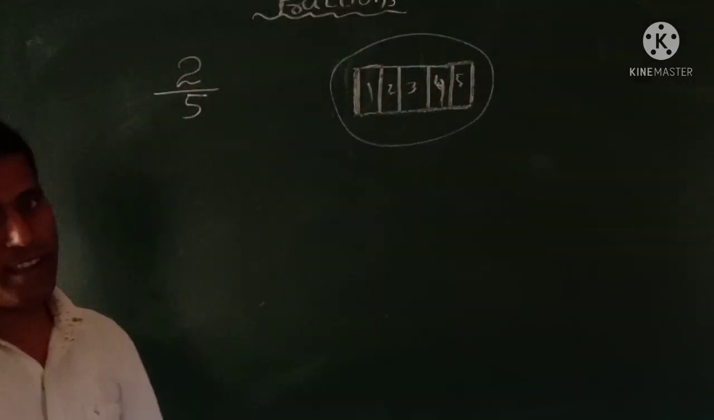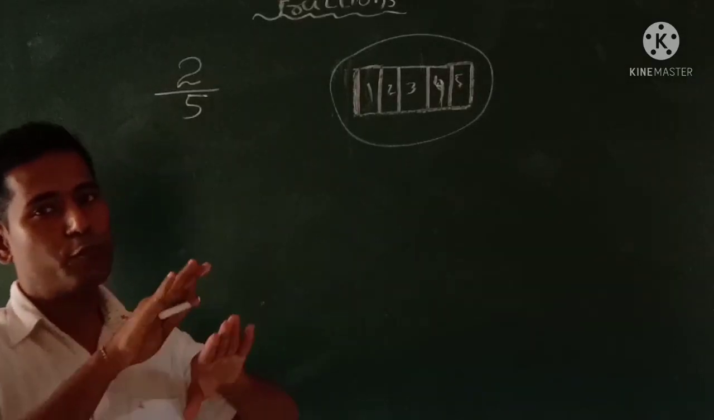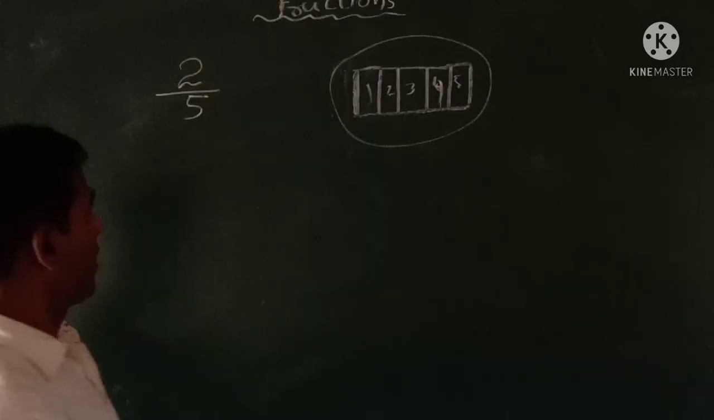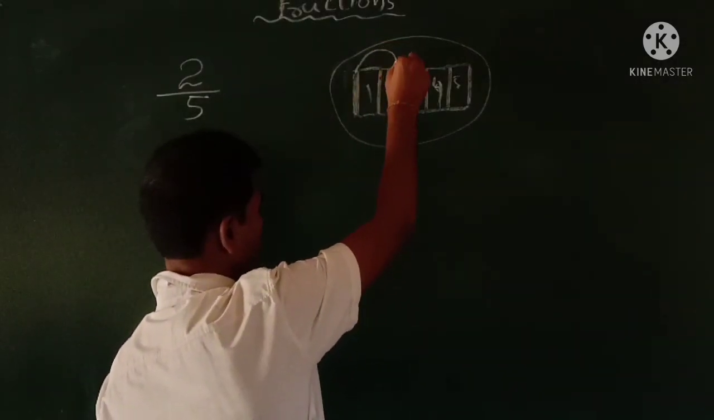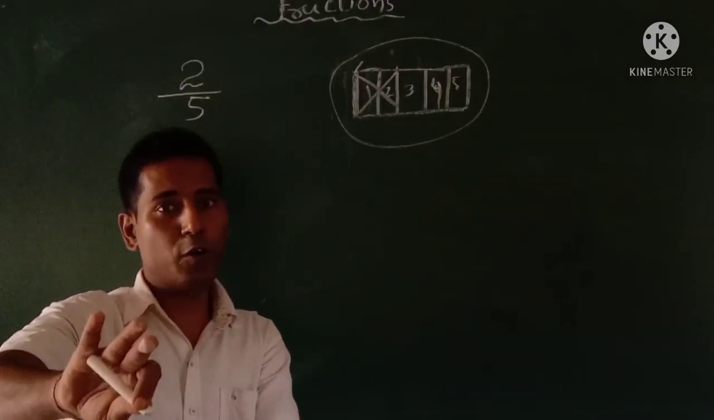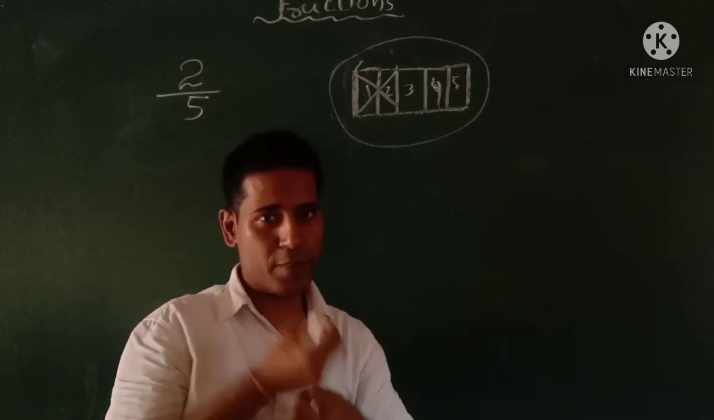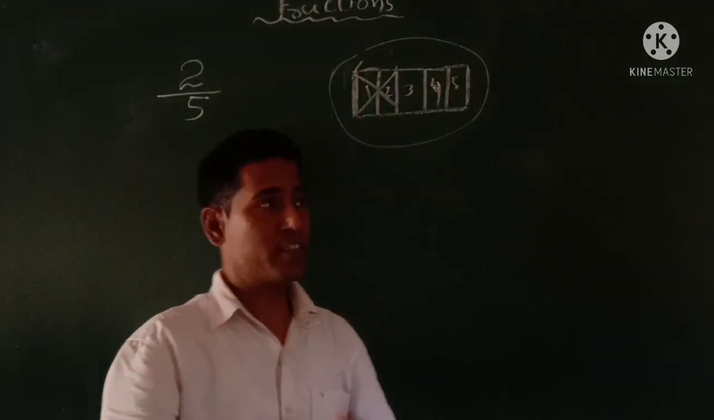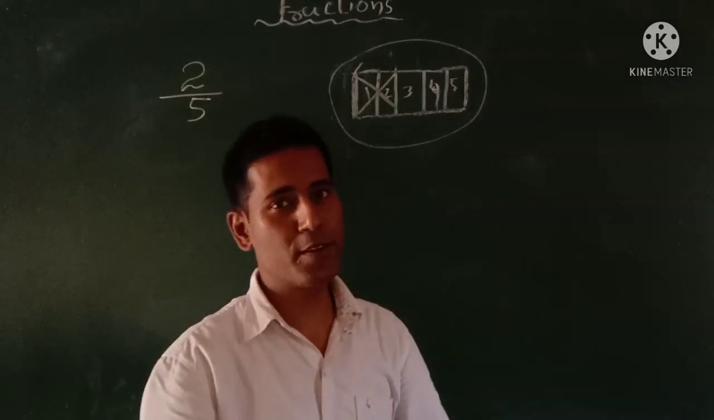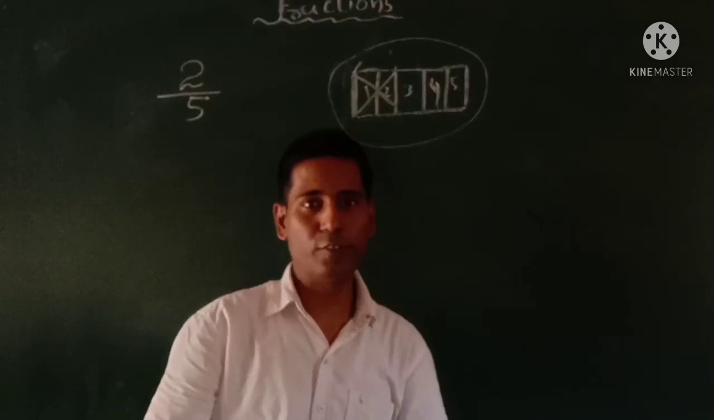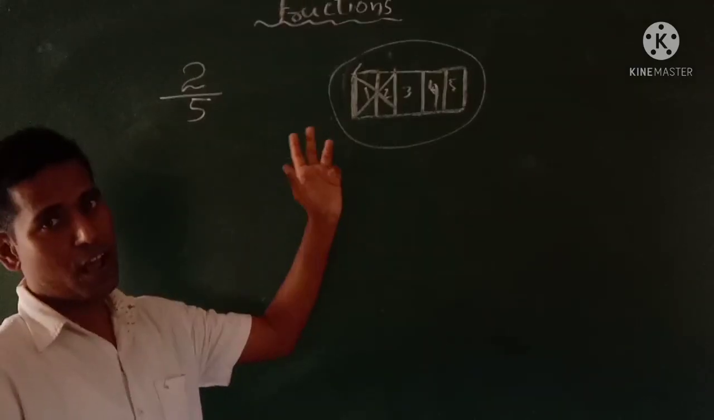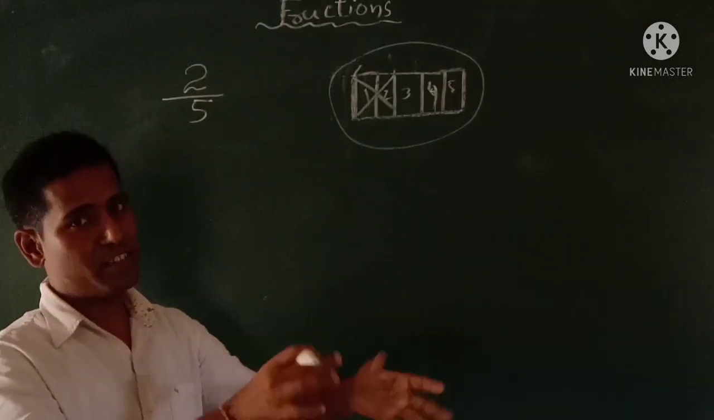This cake has been divided into 5 equal parts, and out of these 5 parts, these two parts have been given to you. I've given them to all of you, and the rest 3 parts I have kept for myself, because I'm a little greedy person, so I need a little bit more. I just gave 2 parts to you. That means these 2 parts have been distributed among you, and the rest 3 kept for me.